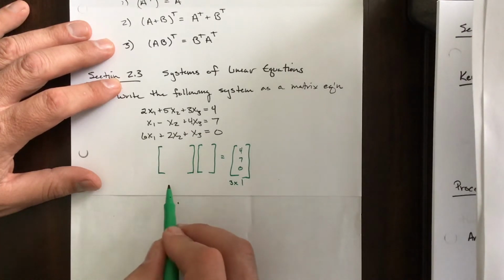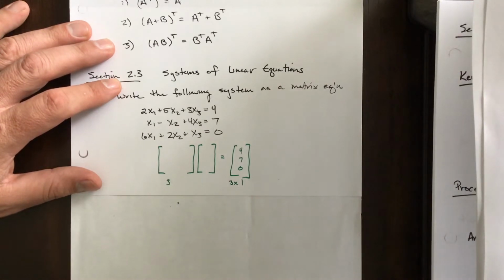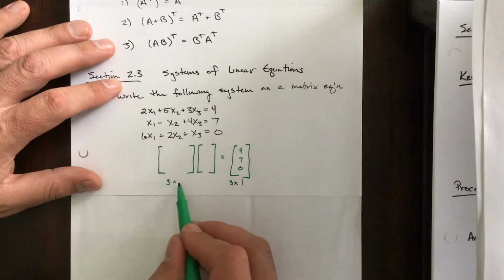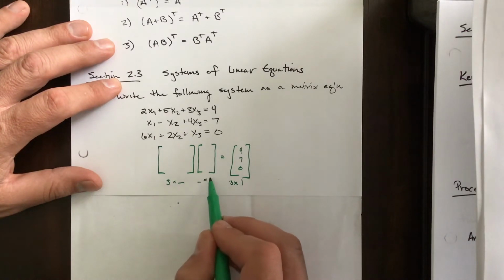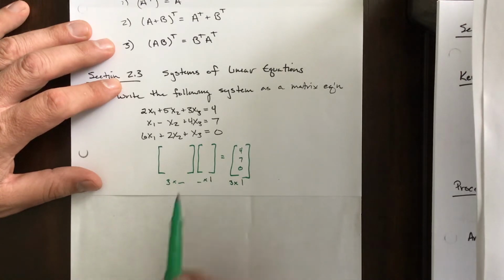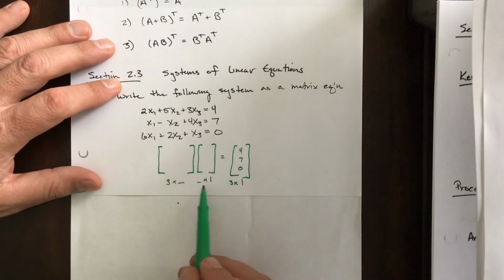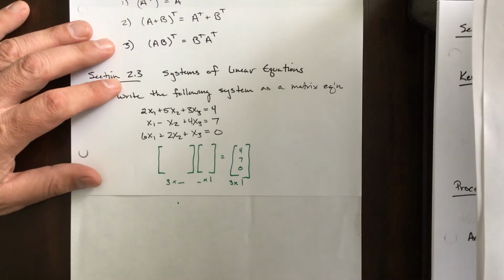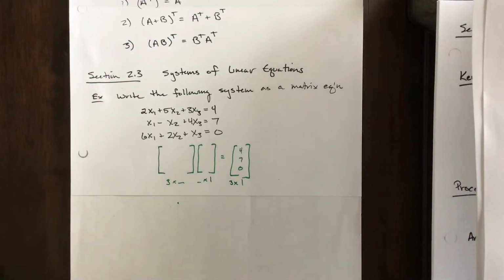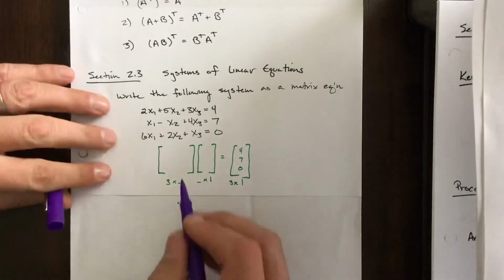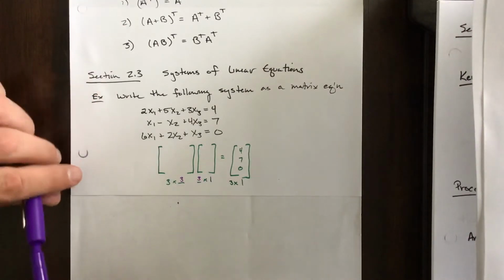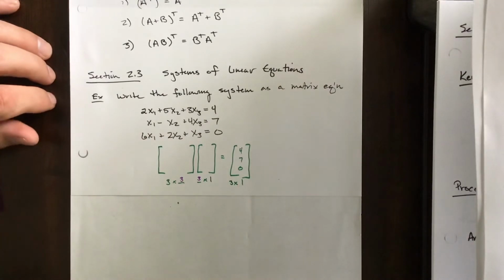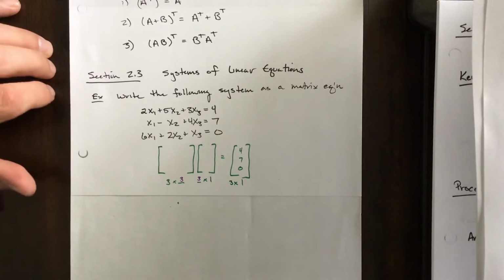Well, the first matrix in the product has to have 3 rows to it. The last matrix in the product has to have 1 column to it. So it's got to be a 3 by something times a 1 by something. In this case, because you can see that there's 3 equations and 3 unknowns, the number of columns of matrix 1 is going to be 3. The number of rows of matrix 2 is going to be 3.